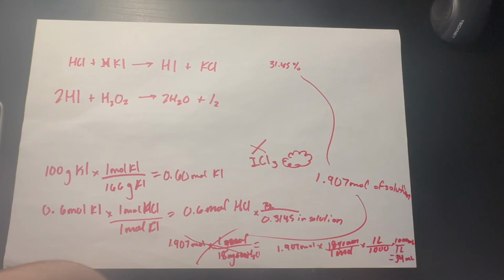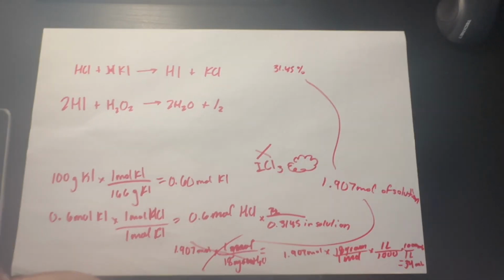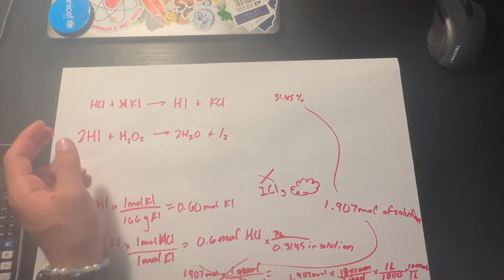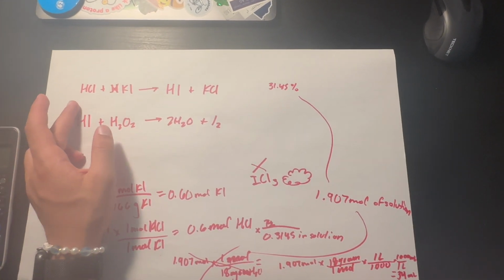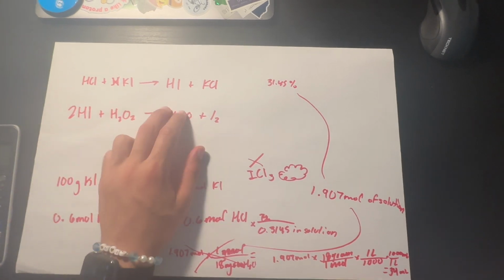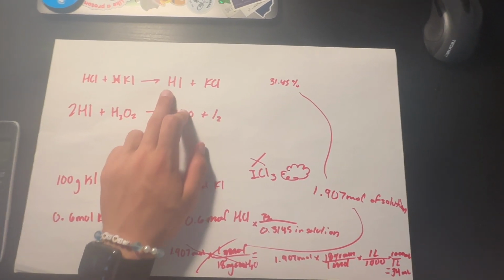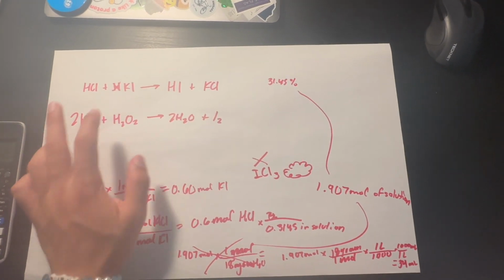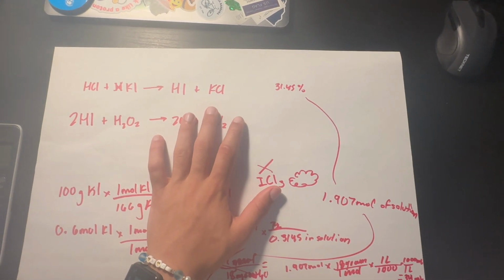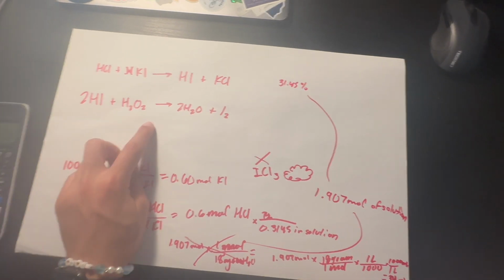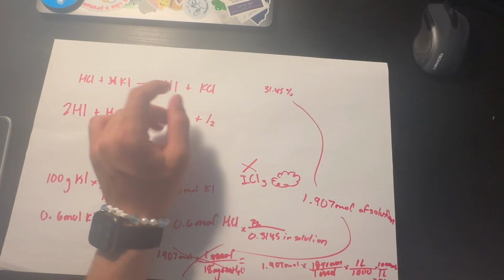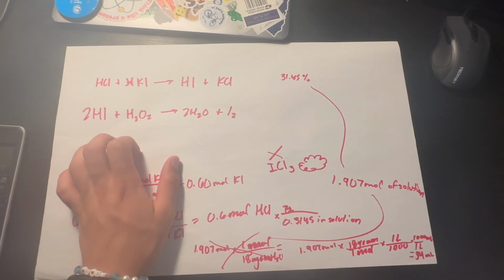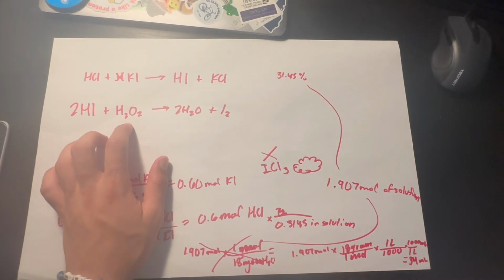Hi guys, today I'm making iodine. So I'm pretty much just starting with potassium iodide. I'm going from HCl with potassium iodide to make HI and a salt. That's our primary reaction, and then we have a secondary reaction down here to precipitate the iodine out of the acid. And I'm just reducing it with hydrogen peroxide.